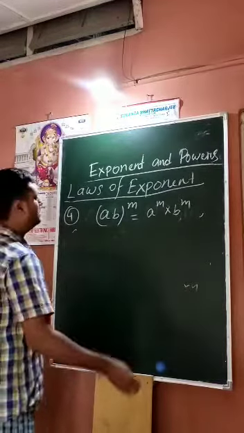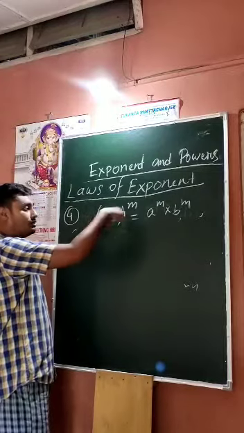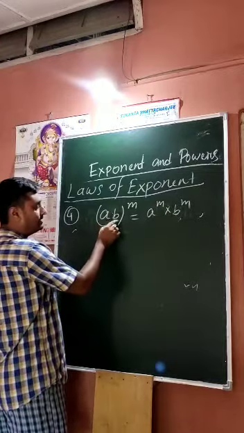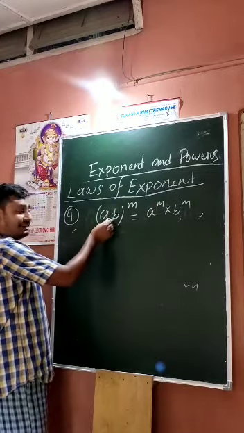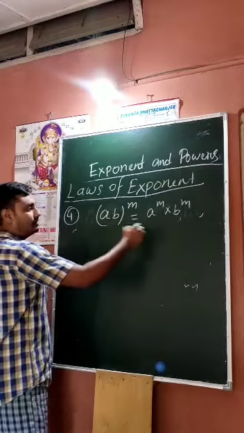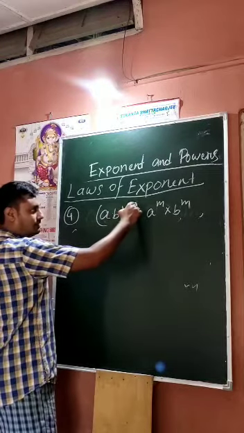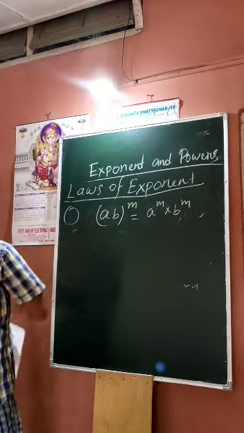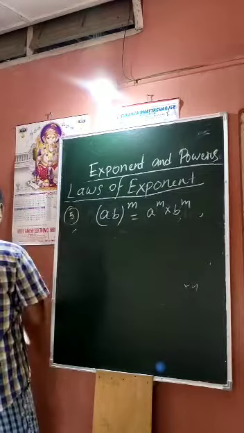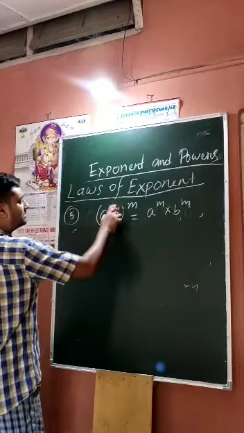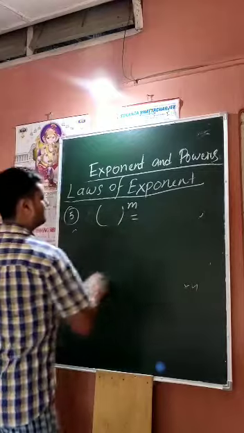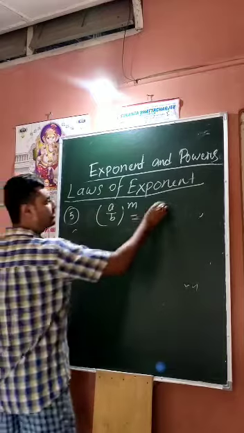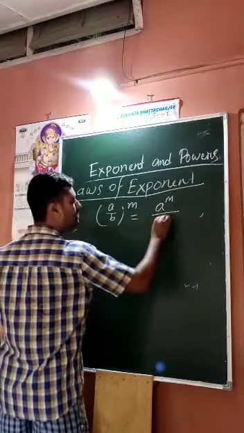Again, I repeat this one. (a×b)^m means a^m into b^m. These two numbers are actually multiplied, which is why after simplification it will be one number to the given power into the other number to the same power. The next one, number 5, is similar to 4, but instead of multiplication there is a division. Suppose (a/b)^m, then it becomes a^m divided by b^m.